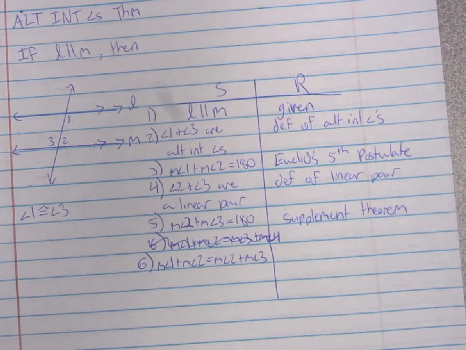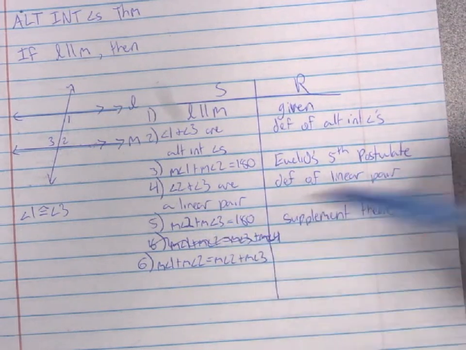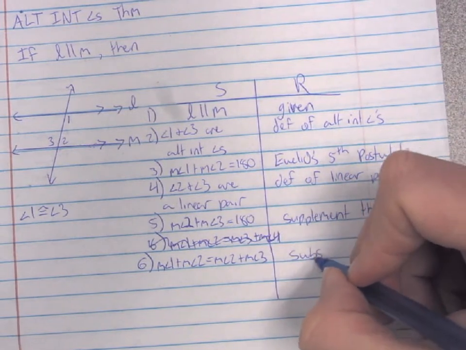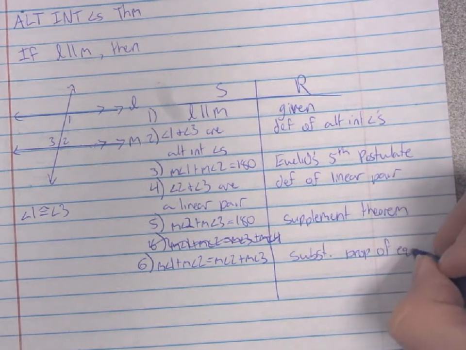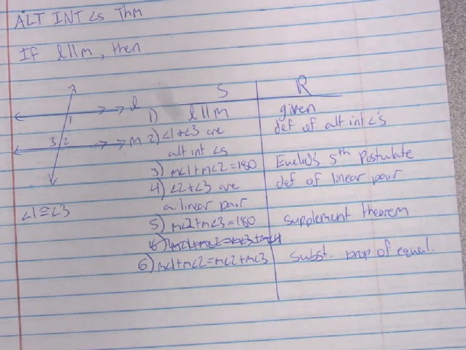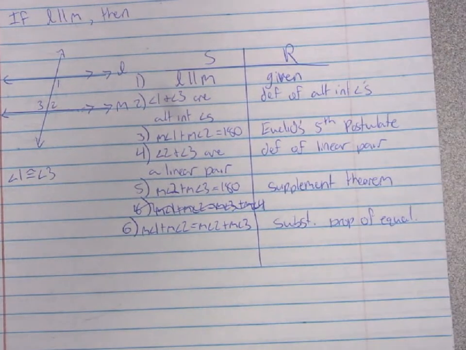And that's a substitution. We're just replacing the 180 with what 180 is equal to. So I'm going to say subst prop of equality. Kind of a shorthand there, but that's the idea.